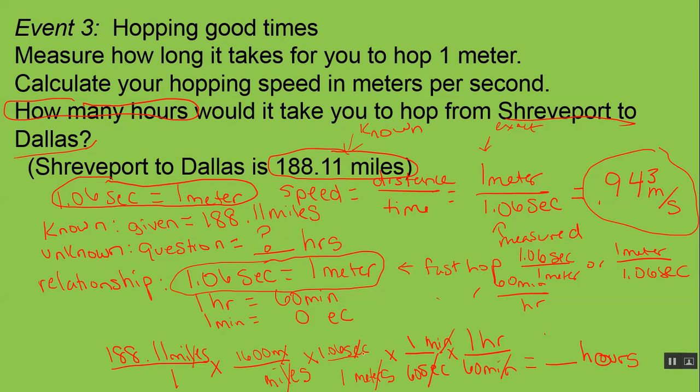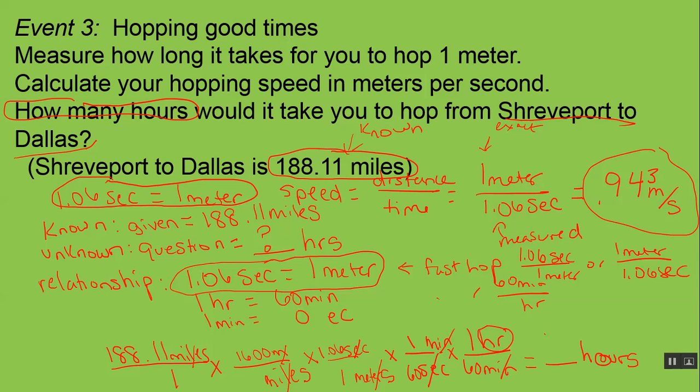We got our meters, which we took to seconds, seconds to minutes, minutes to hours. And that's what we were solving for, right? So without realizing it, we're able to take that 188.11 miles and convert it into how many hours it would take. That's dimensional analysis.